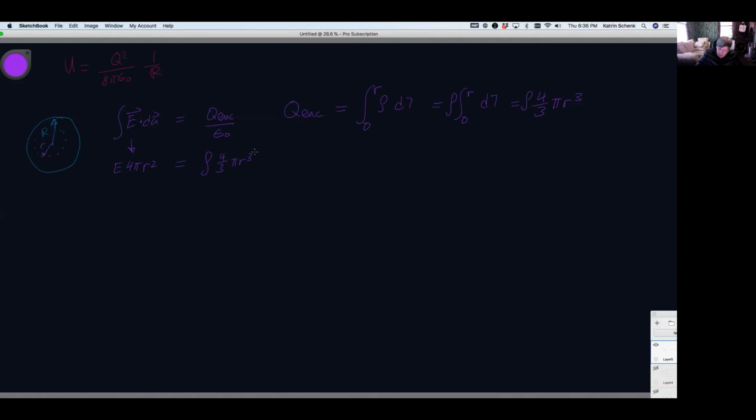Now we're not going to put in Q for this, because the total Q is not contained in this Gaussian sphere. The total Q is what you have if you surround the whole thing with a Gaussian sphere. But right now we don't have the total Q, so I'm going to leave things in terms of rho. I can't put in our regular Q, the one that all of the charges added up to.